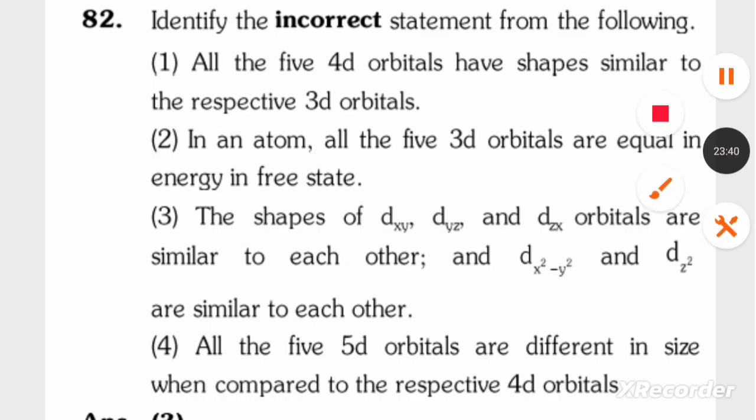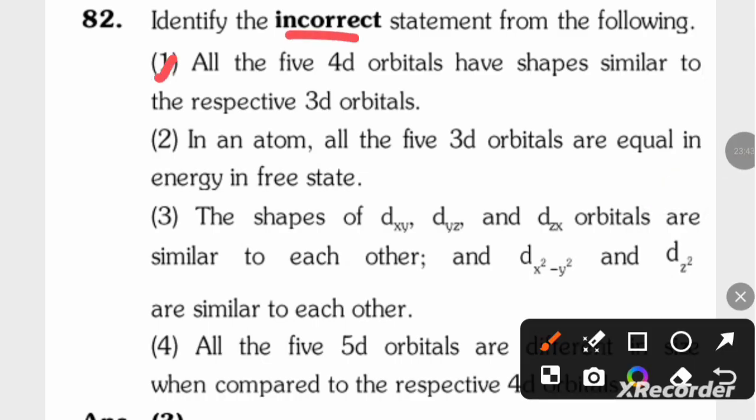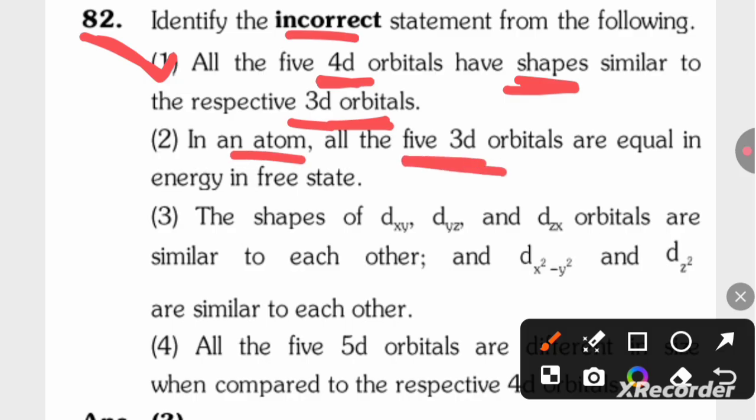In the next question, we need to find out the incorrect statement. All the 5 4d orbitals have shapes similar to 3d. Yes, 4d and 3d orbitals have the same shape. This is a correct statement. In an atom, all the 5 3d orbitals have equal energy in the free state. This is also a correct statement.